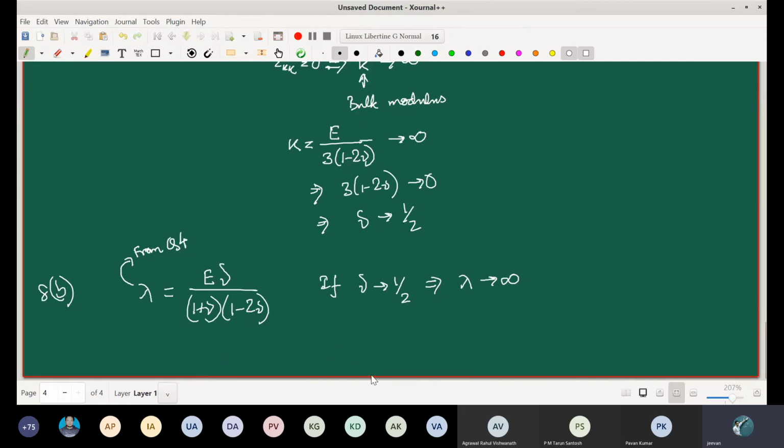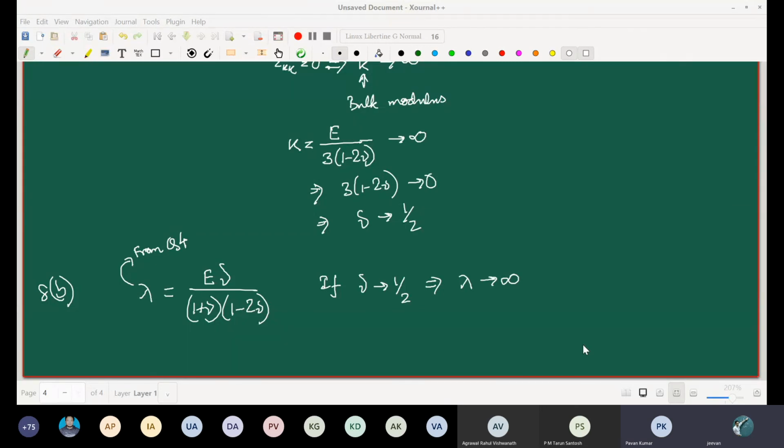K, we have already talked about the bulk modulus, so we don't have to go into that again. Now 8c, this is interesting. Sir? Yes. That is when nu tends to infinity. Like he asked us to find out what happens when nu tends to infinity. In 8b. No, sorry, that's a typing mistake.